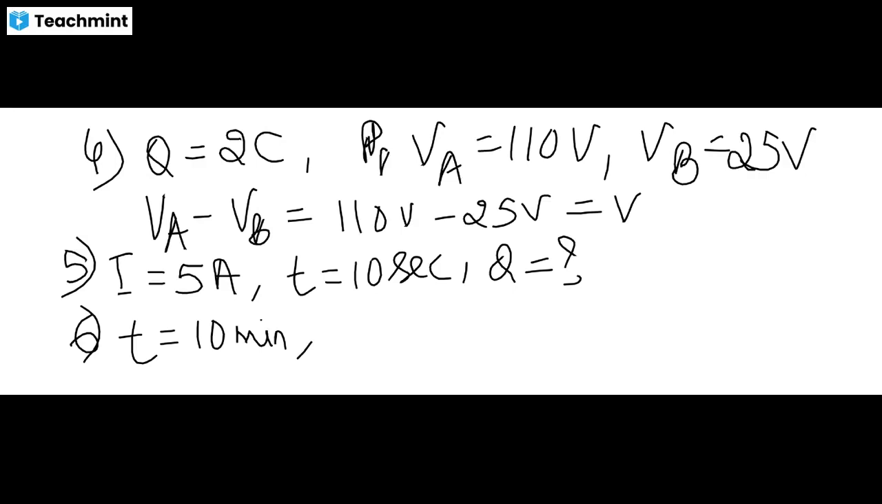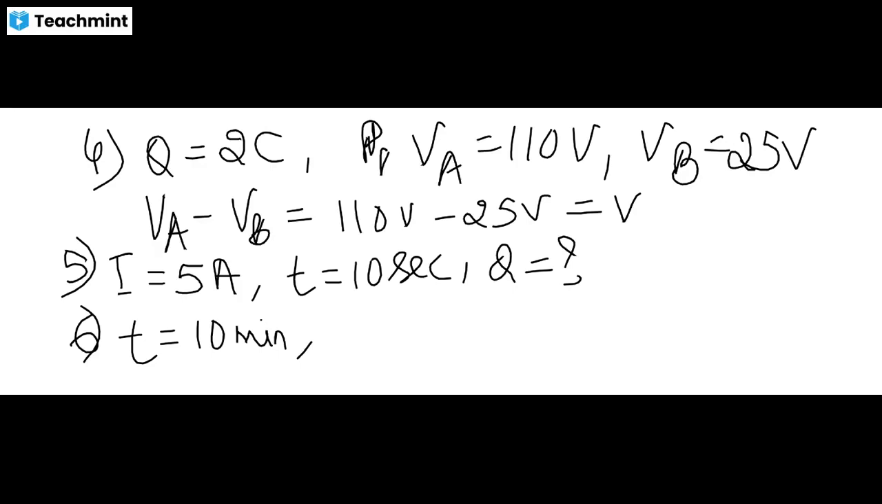Can you just repeat the question? What you have written? Calculate the electric charge passing through a circuit in time 10 minutes. Current is 5 amperes.